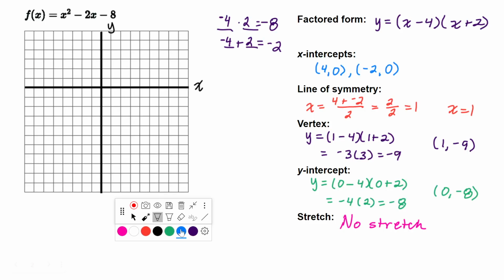I'm going to start by plotting my x-intercepts at (negative 2, 0) and (positive 4, 0). I'm going to draw a dashed line for that line of symmetry through x equals 1. I'm going to plot my vertex on that line of symmetry by going down 9 and plot the y-intercept at (0, negative 8). Its reflection would be at (2, negative 8). And then I am going to draw my parabola.